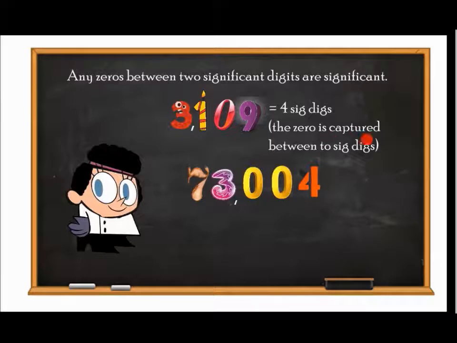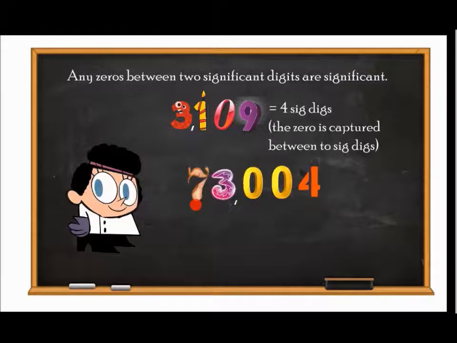In the notes that you're going to get in class, the sheets that you're going to see, it's going to say that they're captured. I like to say they're stuck and they can't get out. It's like being in jail. So we're stuck between these other two numbers and there's no place to go. So in this number, 3,109, there are 4 significant digits because these are non-zero digits, and this one is stuck between 2 non-zeros, which makes it also significant. So there are 4.